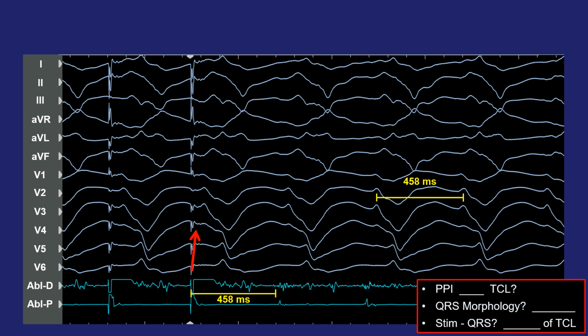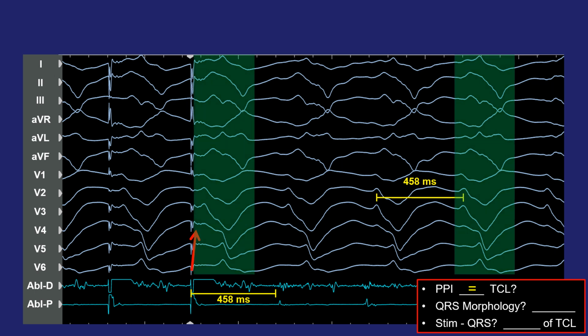So let's go through our checklist here. The post-pacing interval is the same as the tachycardia cycle length, so we're in the circuit. Great. Let's look at the morphology. Looks the same. This may be slightly different, very slightly. We'll talk about that in a second, but it's just about the same. So I'm going to call this about the same. Okay, so we're probably exiting in the same way as the VT. So we're inside the scar, just barely.